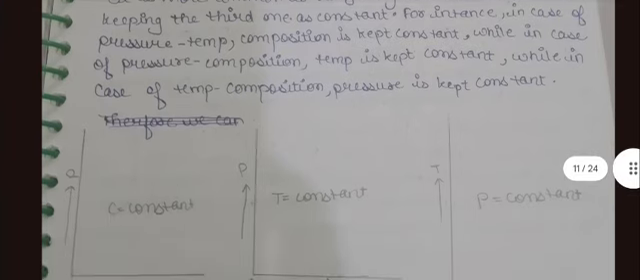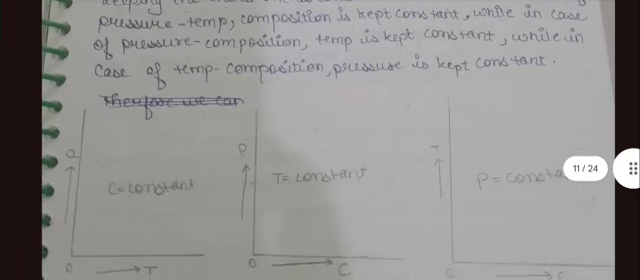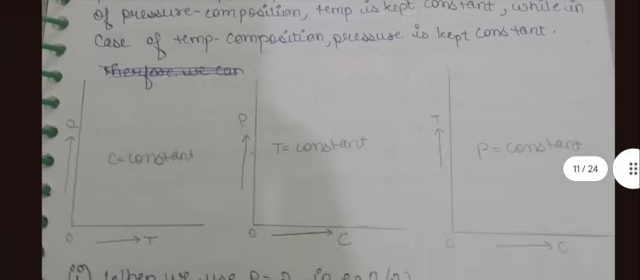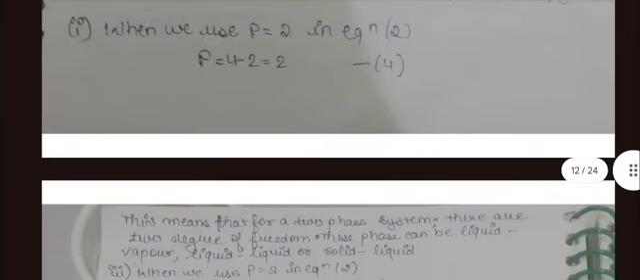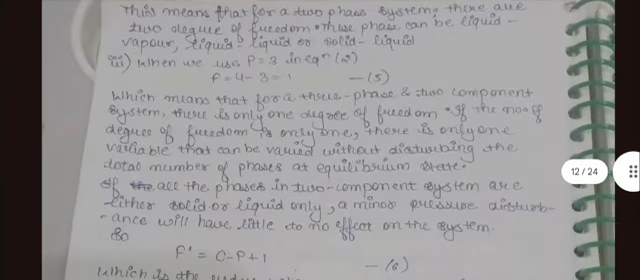This single phase can be gaseous, solid, solution or two completely miscible liquids. It is more common to vary only two variables while keeping the third one constant. For instance, in case of pressure and temperature, composition is kept constant, while in case of pressure and composition, temperature is kept constant, while in case of temperature and composition, pressure is kept constant. When we use P is equal to 2 in equation 2, F is equal to 4 minus 2, which is equal to 2. This means that for a two-phase system there are 2 degrees of freedom.